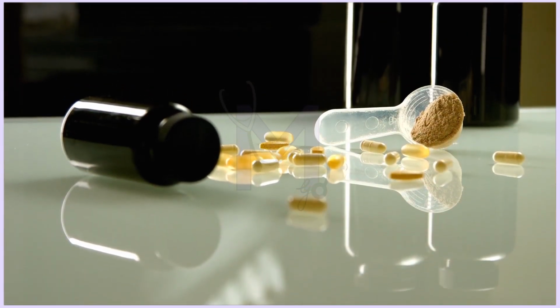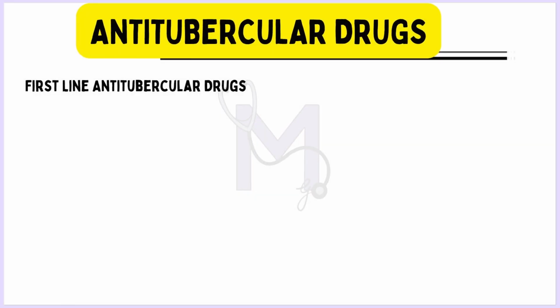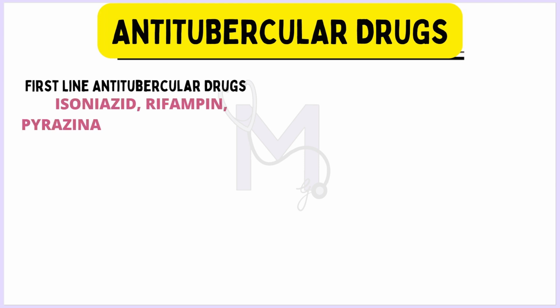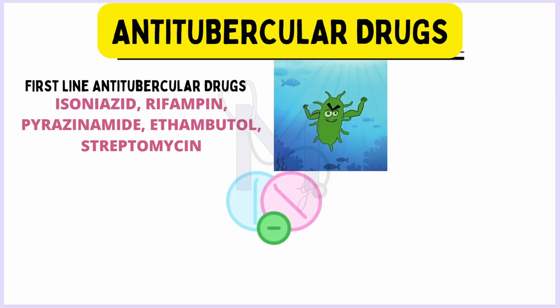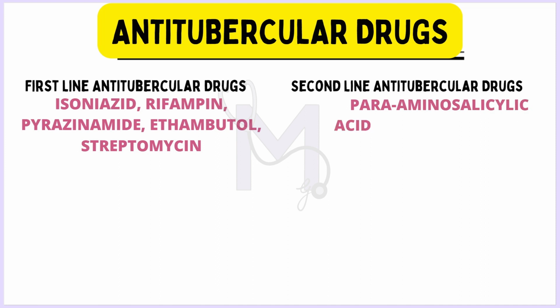Pharmacologic agents for treatment of tuberculosis are utilized in a hierarchical fashion. First-line agents for treatment of tuberculosis consist of isoniazid, rifampicin, pyrazinamide, ethambutol, and streptomycin. Presence of drug resistance, contraindication, or intolerance to first-line agents may warrant substitution with one or more second-line agents. Para-aminosalicylic acid, PAS, ethionamide, and cycloserine are examples of second-line drugs.